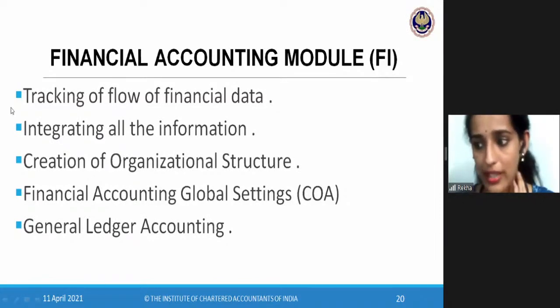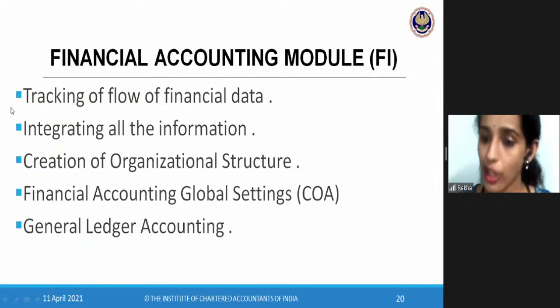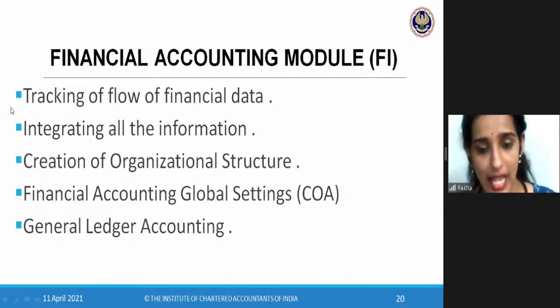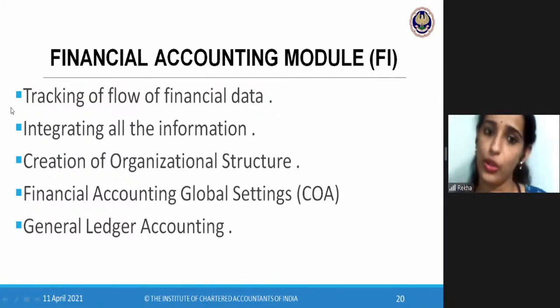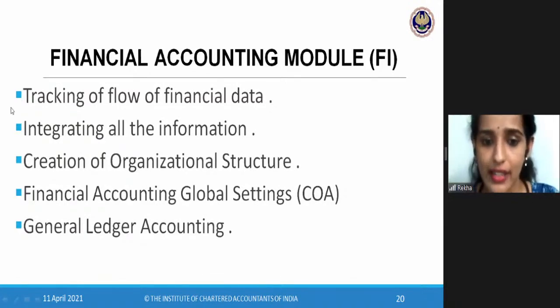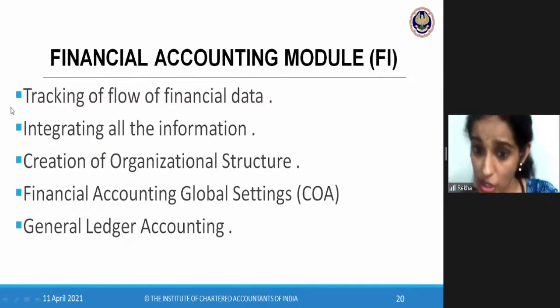You can track the flow of financial data, integrating all the information. Integrating all the information means this financial accounting module will be integrated with different modules. Say with respect to sales, whenever a particular sale happens, the invoice details will come from your financial module. So at different layers, it will be integrated with your sales, with your purchase, with your stores, with your HR for employee payroll and salary computation, and also with your statutory requirements, for example, TDS and tax computation.